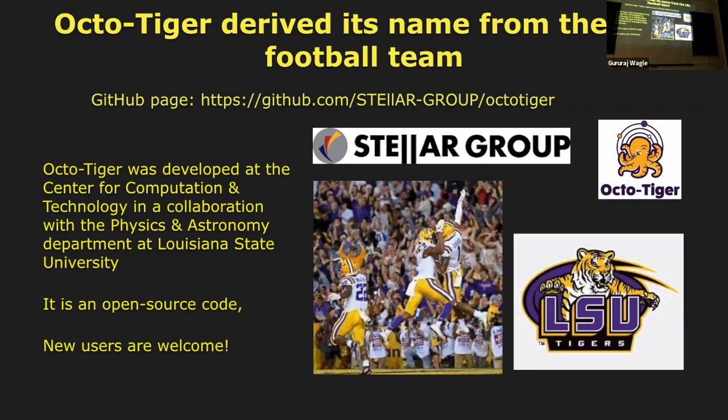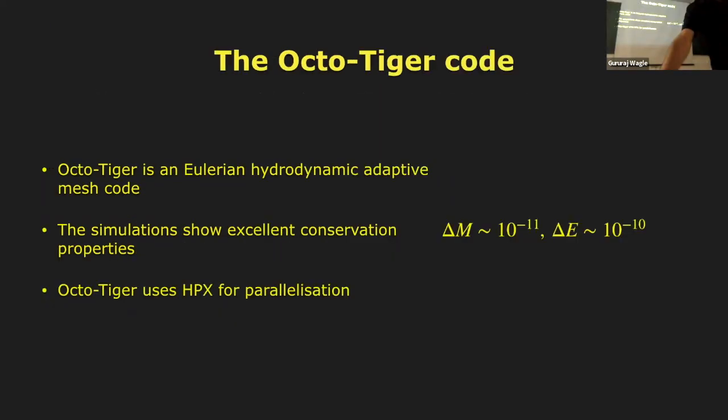In the first year I was doing the postdoc there, they actually won the championship, so there was a big celebration. Anyhow, the code was developed as a collaboration between the Center for Computation and Technology and the Physics and Astronomy department. It's an open source code, so you are welcome to use it. Just go to the GitHub page, download it, and you can start simulating.